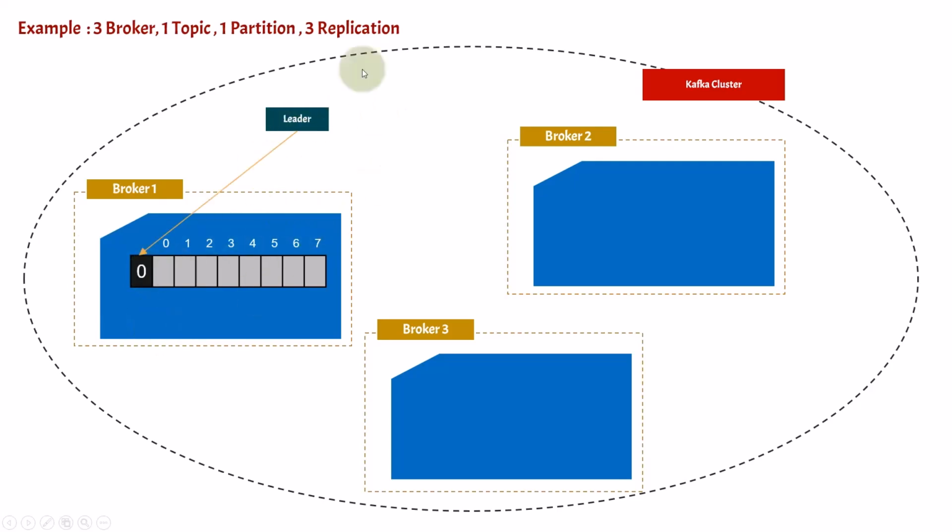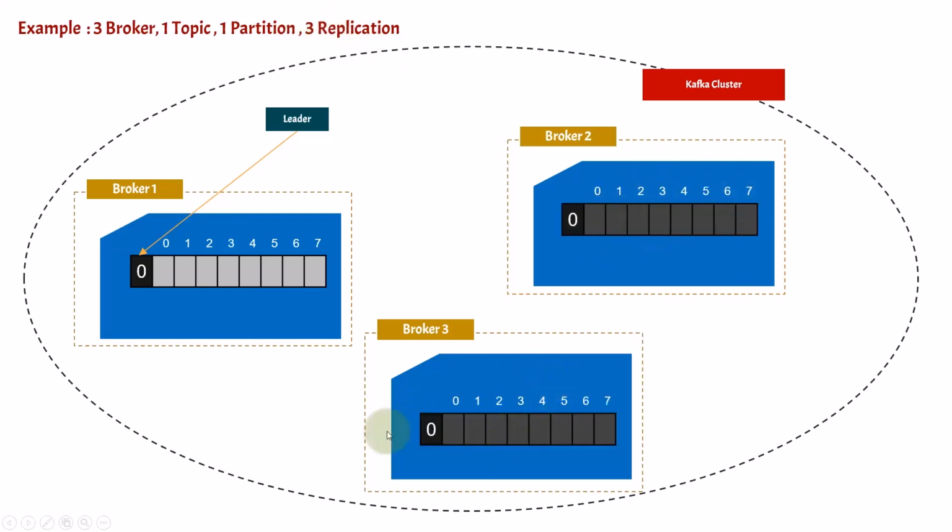Now since the replication is 3, there will be another partition here and another partition here, but these 2 are followers. All the data read and write will happen to this leader, but the followers will passively replicate all the data and all the configurations related to this particular partition. So whenever you say the partition has a replication factor of 3, it means there will be 3 instances of that partition, out of which one will act as the leader and the others will act as followers.